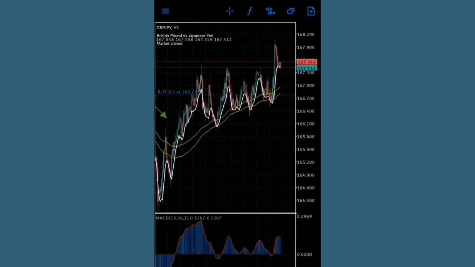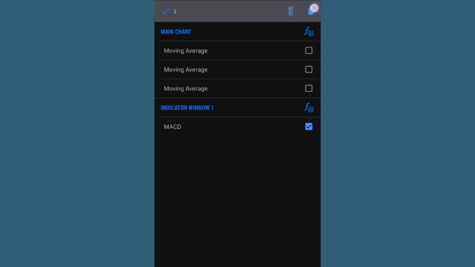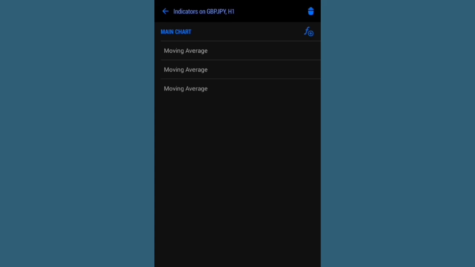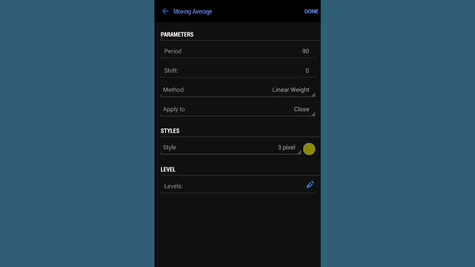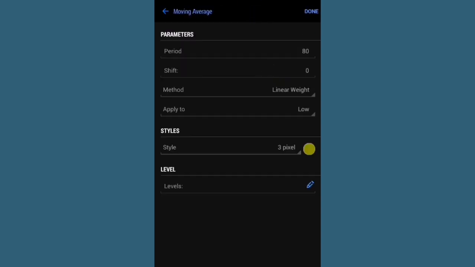Now for the strategy settings or indicator settings, it's very easy. You only have 3 moving averages on the main chart and the MACD. Let me add the MACD manually. First we add the 90 moving average. It's period 90, method linear weighted, apply to close, the style 3 pixel, and then you can put a color of your choice that's going to be visible on the chart. You click done.